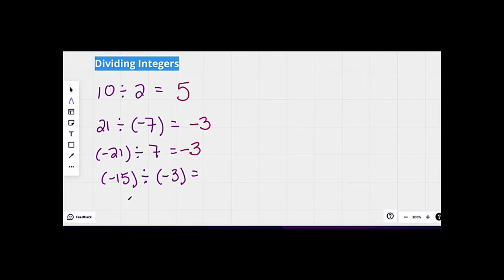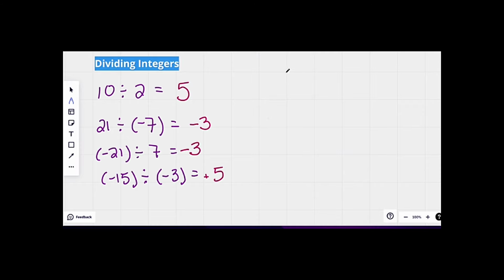And last, we've got negative 15 divided by negative 3. So we know this is going to give us a 5, because 15 divided by 3 is 5. But is it a negative 5 or a positive 5? Well, when we look at these, we have a negative 15, a negative 3. A negative divided by a negative is always a positive. So we don't have to have the positive sign in front, but that's exactly what it means. So when we have the number by itself, we know it's always a positive.